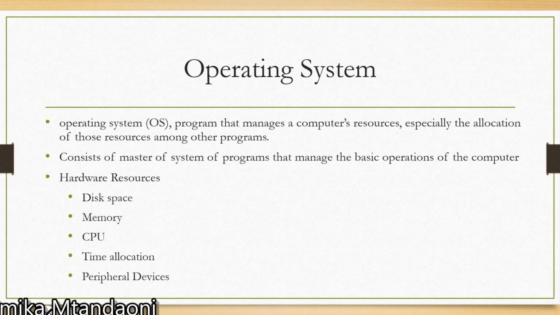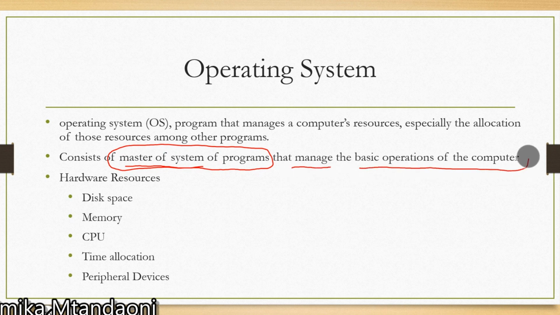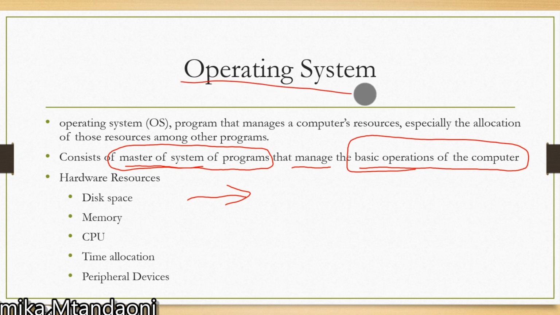Now, what is operating system? Operating system is in fact a master system of programs whose aim or purpose is to manage the basic operations of a computer. That means the act of inputting data into the computer, the act of processing data within the computer, storing that data, and outputting information is done with the help of what we call an operating system. It is the program that manages all the basic operations of a computer. And we also call it a software platform.